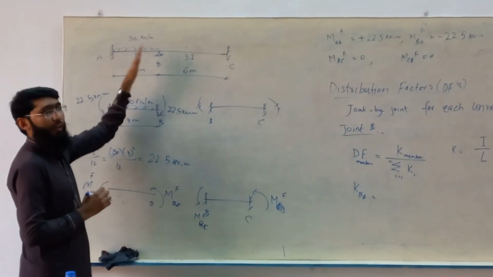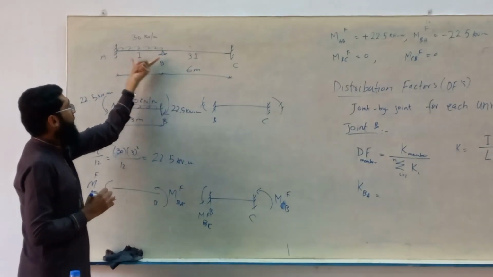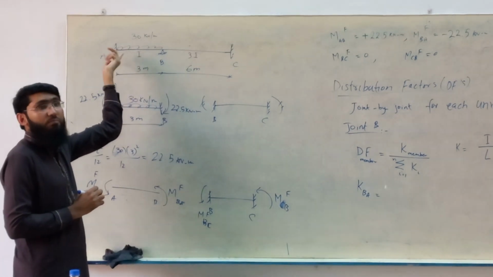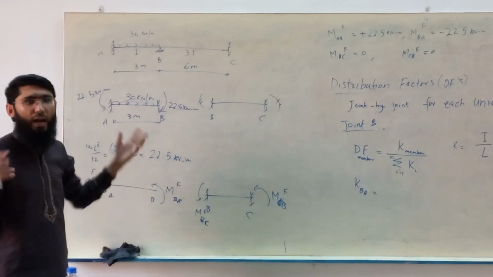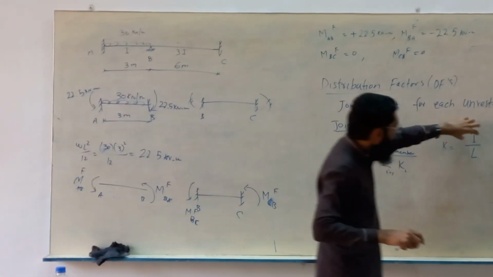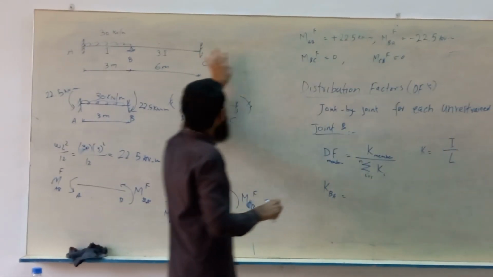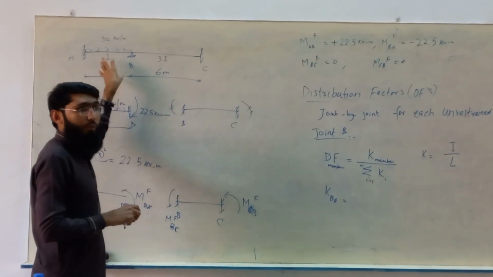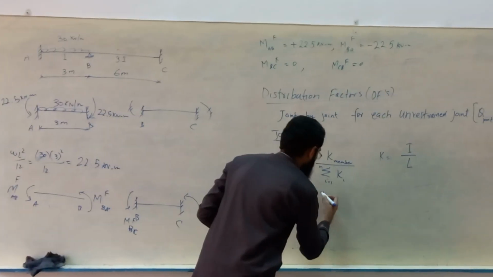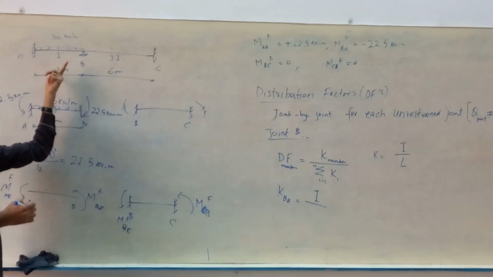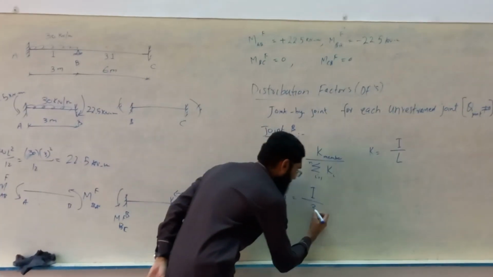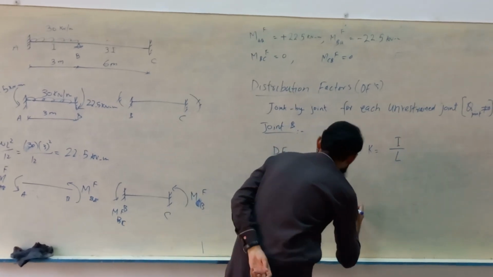This is BA. So what is this I? We have represented its moment of inertia as I. This I is the general term, a placeholder, and this is the sample we are using for the I of this member. In this case, it is the same I divided by, what is the length of member BA? 3 meters.